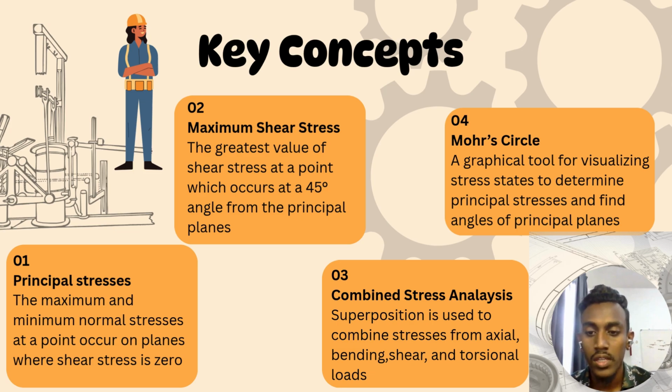The third is combined stress analysis. Superposition is used to combine stress from axial, bending, shear, and torsional loads. And the fourth one is Mohr's circle. Mohr's circle is a graphical tool that visualizes the stress state to determine the principal stresses and find the angles of the principal planes.